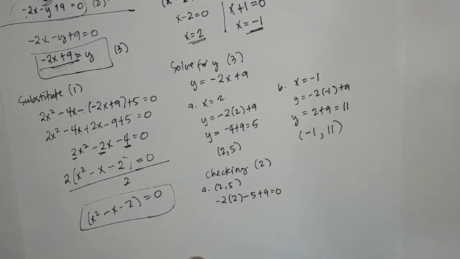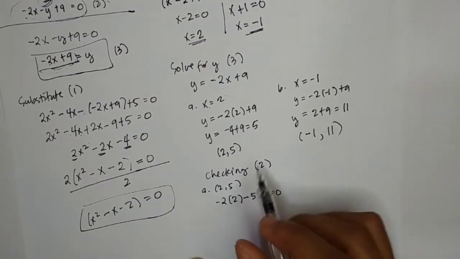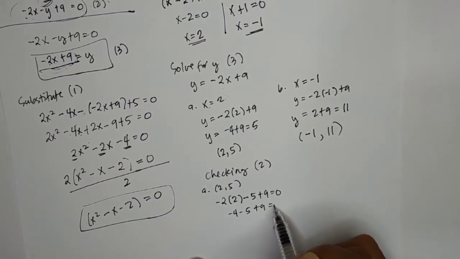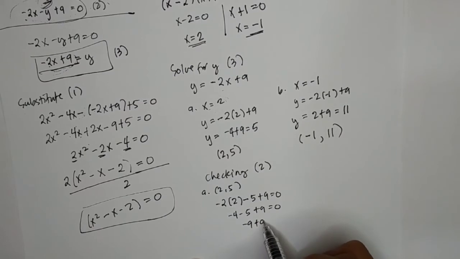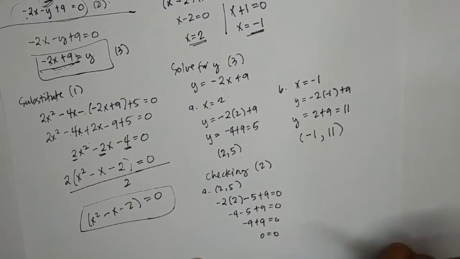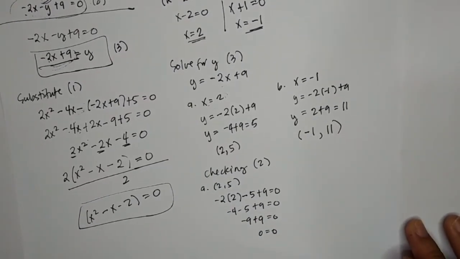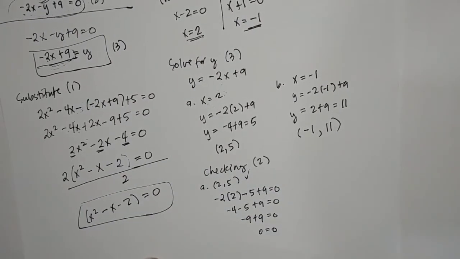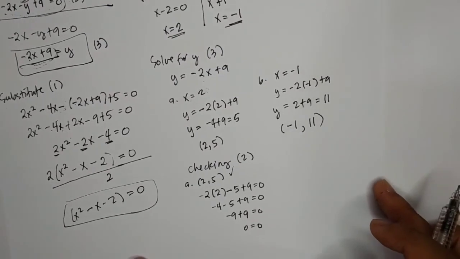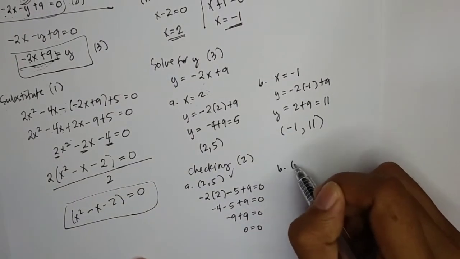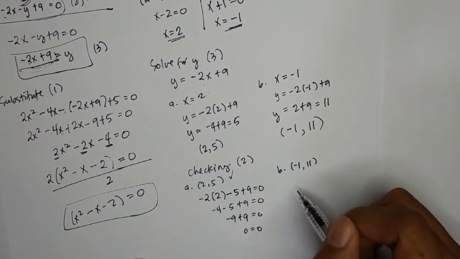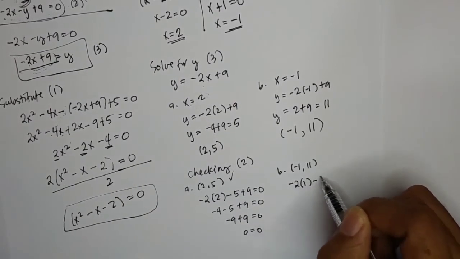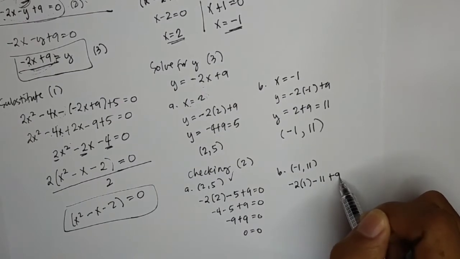This is equal to 0 or that must be equal to 0. We have negative 2 times 2, that is negative 4 minus 5 plus 9 is equal to 0. This is negative 9 plus 9 is equal to 0. So that is 0 is equal to 0. Now, proceed tayo with, okay, so that means tama ito since nasatisfy niya yung equation. Okay, so letter B tayo, we have negative 1 and 11. So this is negative 2 times 1 minus 11 plus 9.